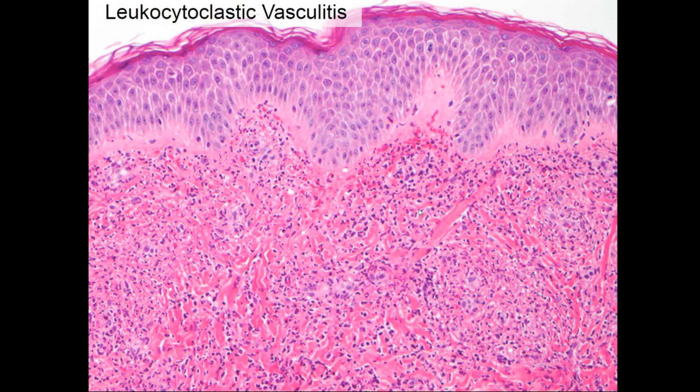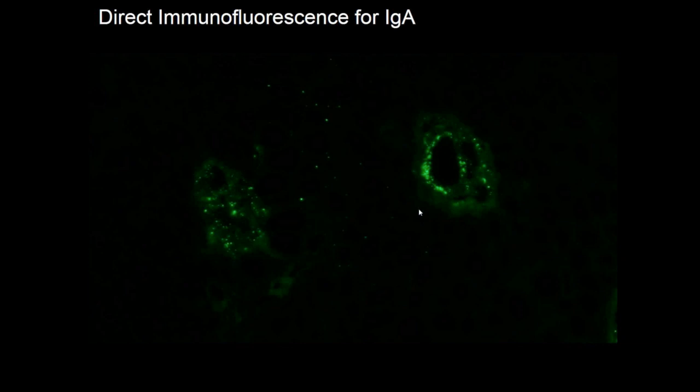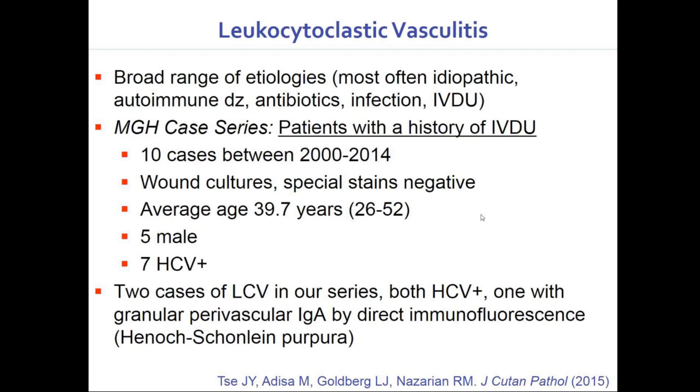Her skin biopsy showed, again, leukocytoclastic vasculitis, characterized by that triad of erythrocyte extravasation, fibrinoid necrosis of vessel walls, and a leukocytoclastic neutrophilic infiltrate. Here's a higher power. Direct immunofluorescence in this case showed immunoreactivity for IgA surrounding the vessel walls alone. She was diagnosed with leukocytoclastic vasculitis.